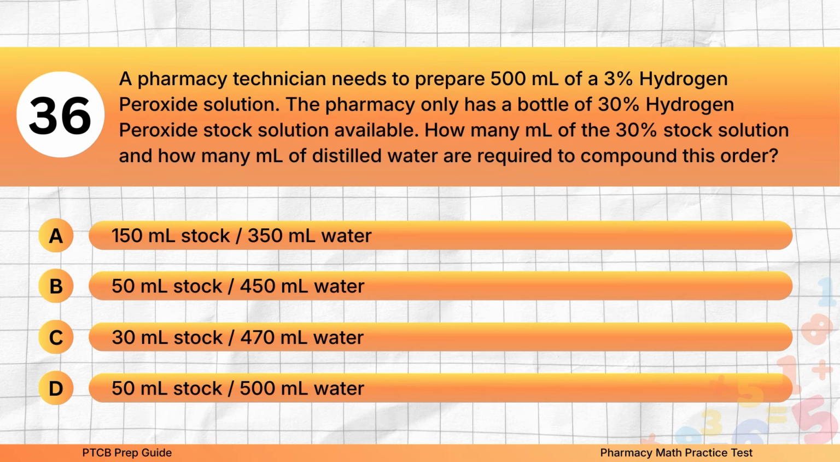B. 50 milliliters of stock and 450 milliliters of water. C. 30 milliliters of stock and 470 milliliters of water. Or D. 50 milliliters of stock and 500 milliliters of water. Take a second to figure out the exact volumes for both liquids.